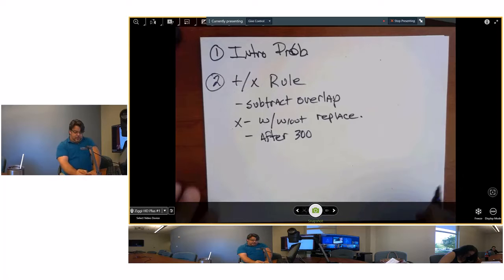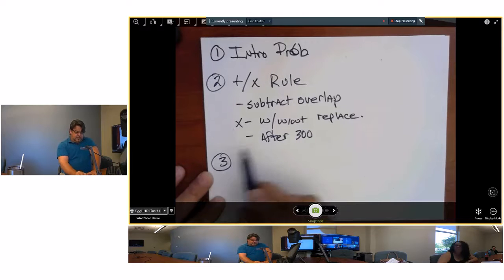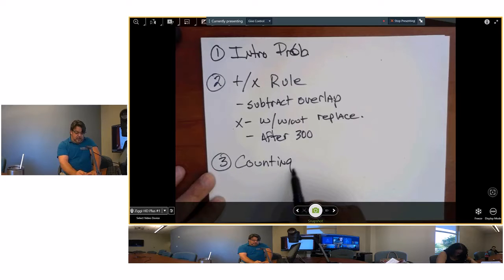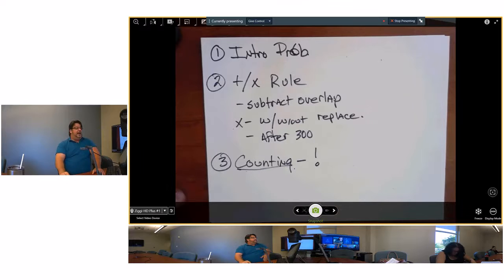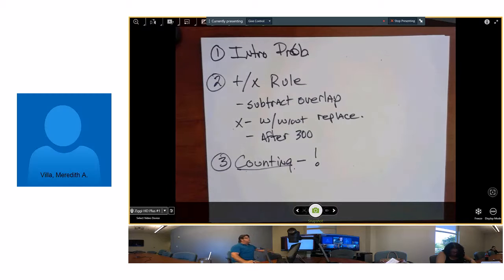Now we're going into counting. Now everybody in here knows how to count. All right? When they say counting, they're worried about that guy.